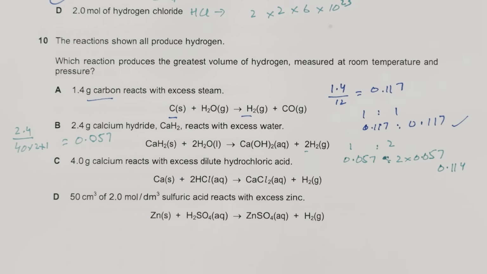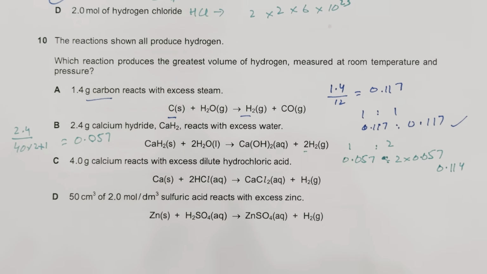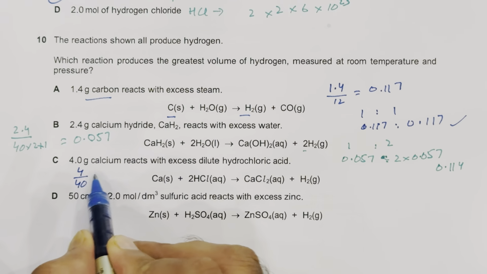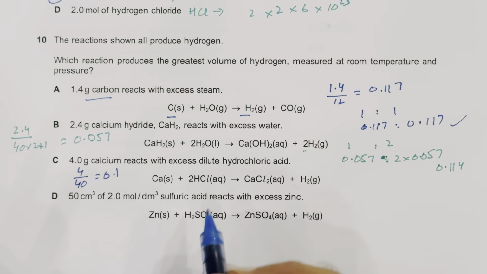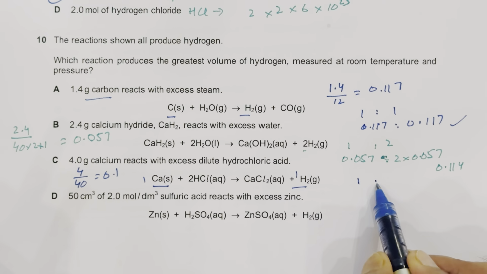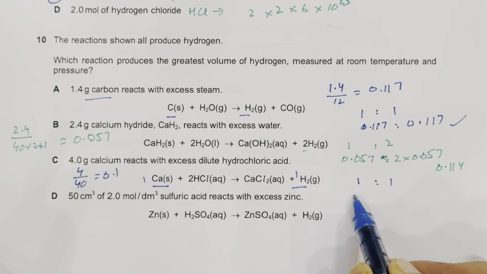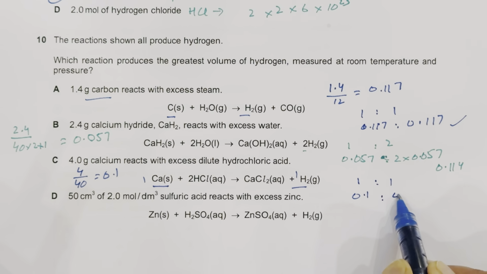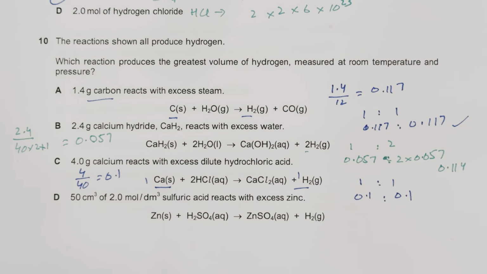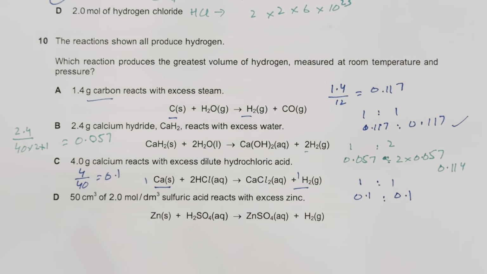amount of hydrogen. Moving to C part, 4 gram of calcium, so we need to calculate 4 divided by 40, we get the answer that is equal to 0.1, and calcium has 1 mole and hydrogen has 1 mole, so the ratio is 1:1, and the answer will be 0.1:0.1. And moving to the last part is 50 centimeter cube. Okay, for the concentration of 2 mole per dm cube.